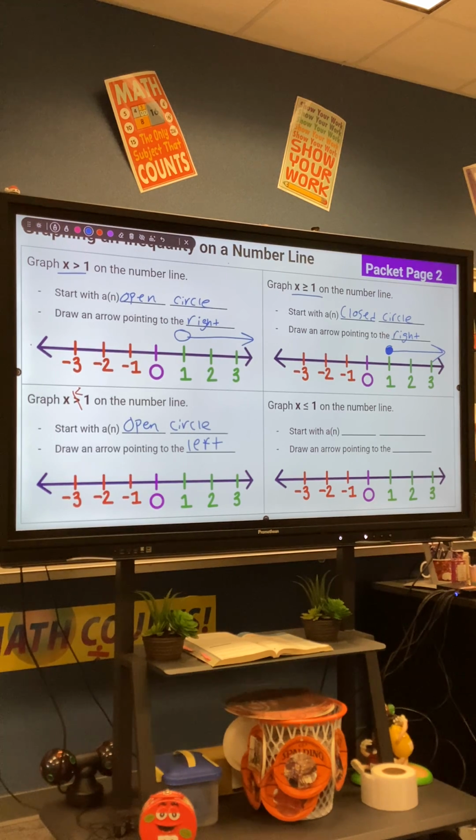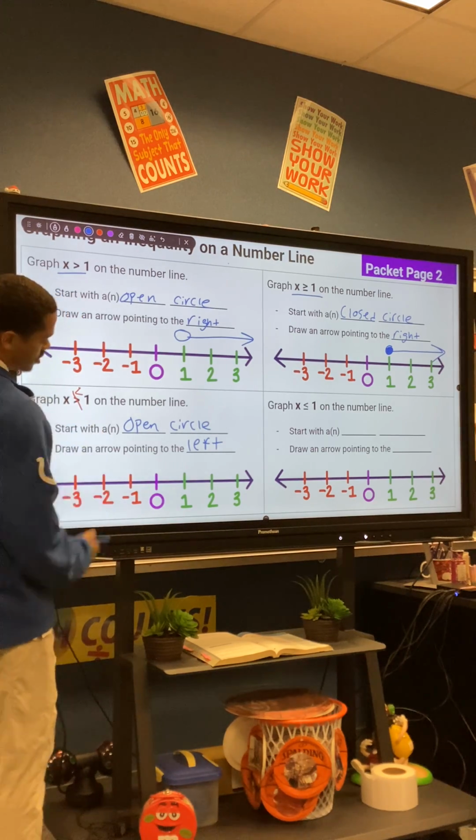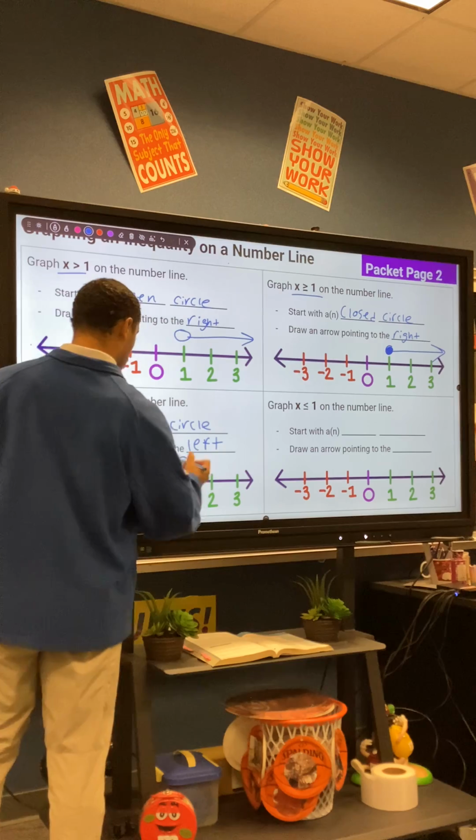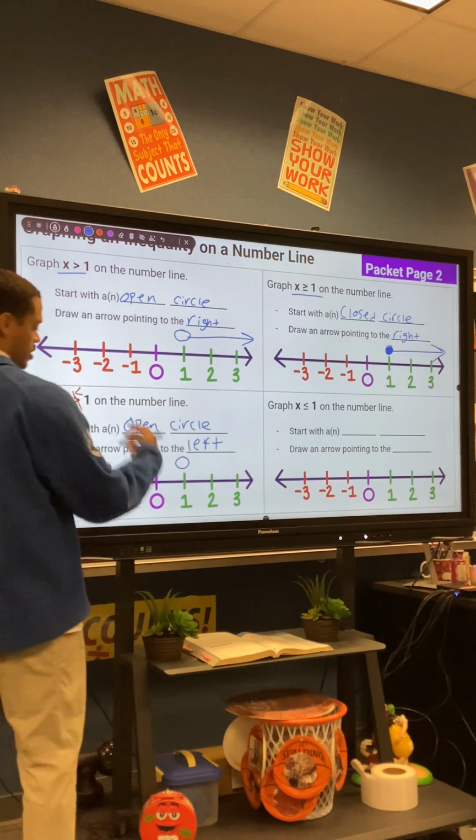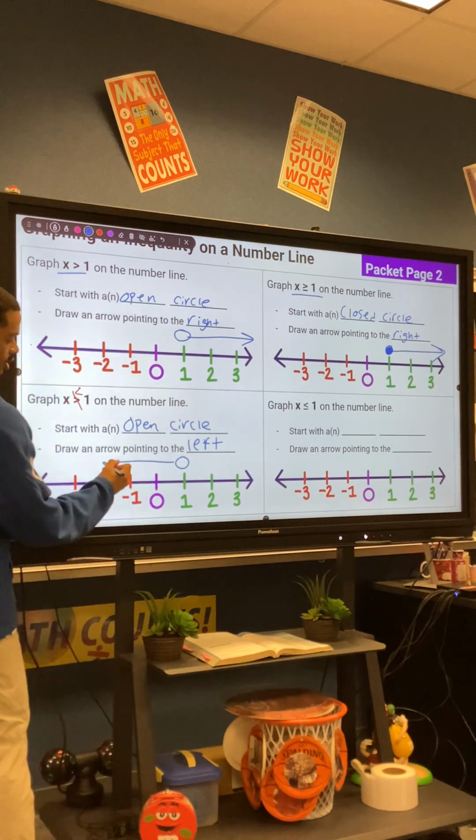It's because you got to cross this. Yeah, on mine, I'm crossing. It's okay. So now I'm gonna go over to my 1. Leave an open circle, and since it's less than, my line goes to my left.